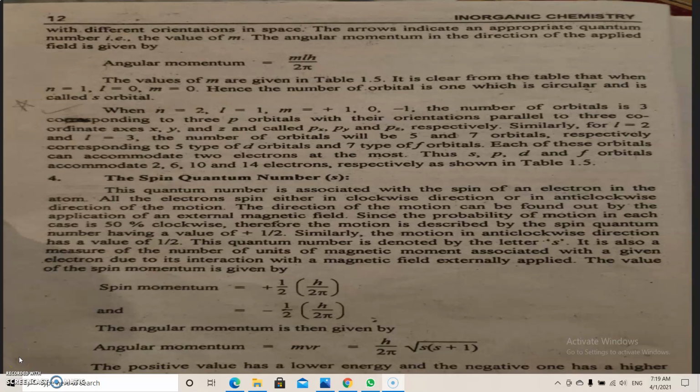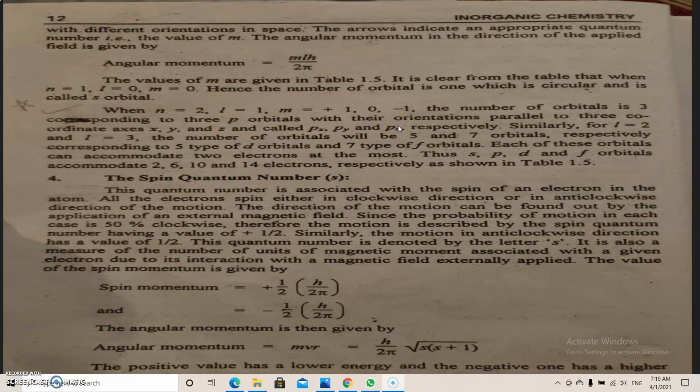So students, in the last video we were discussing the magnetic quantum number, and we were looking at this value of principal quantum number. When n is equal to 2, the azimuthal quantum number will be equal to 1, and the value of magnetic quantum number can be +1, 0 and -1, and the number of orbitals is 3, corresponding to 3 p orbitals with their orientations parallel to 3 coordinate axes x, y and z, and that is called px, py and pz.